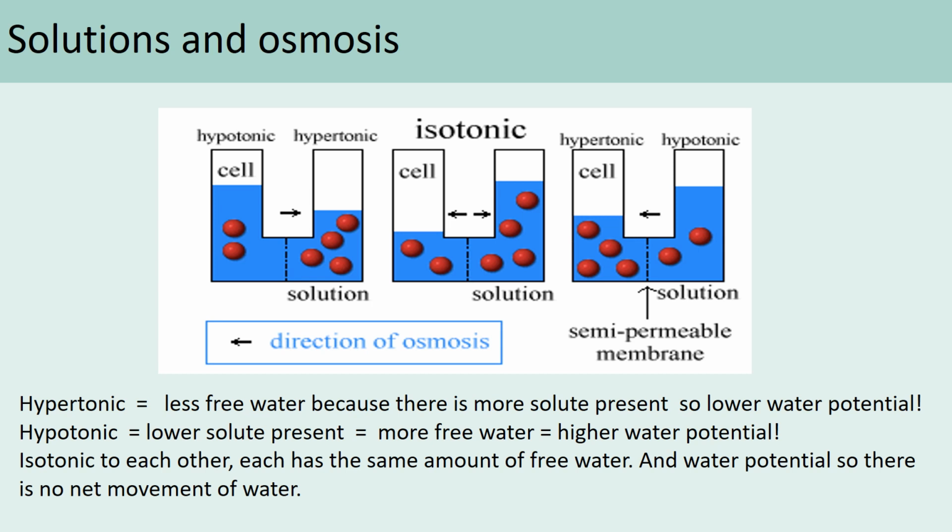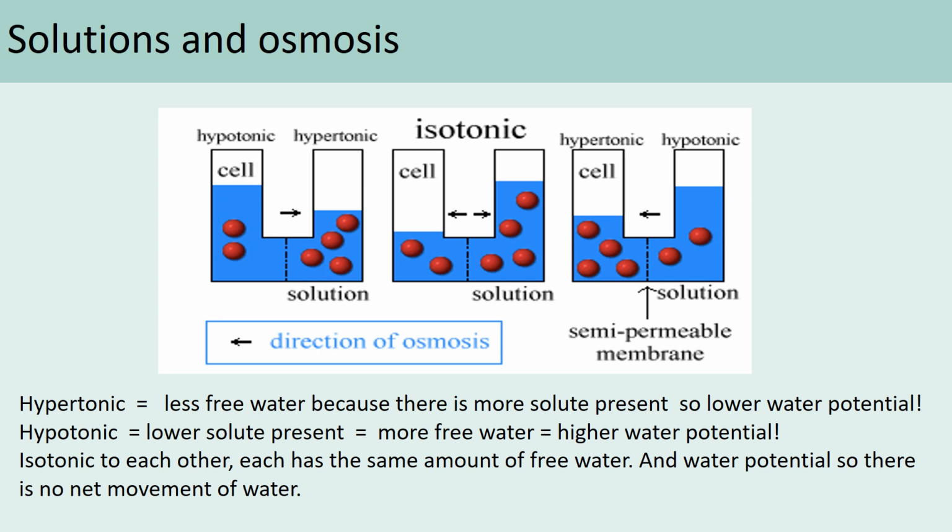On the diagram on the right-hand side, you can see that it's very, very similar to the first one, but it's just the other way around. So you've got a hypertonic side on the left because there's more particles, less water, compared to the right-hand side, which has more water and fewer particles.